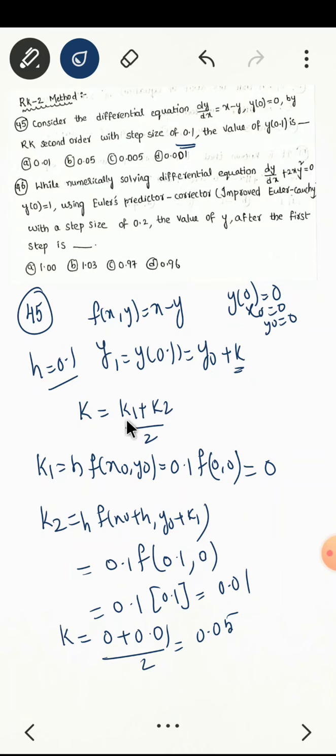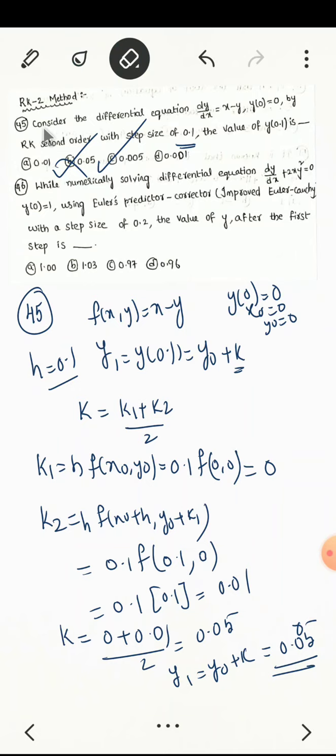After finding k, substitute in this equation. y1 is equal to y0 plus k. y0 is 0 and k is 0.005. So the value is 0.005. Which option? Okay, yes, 0.005. Option C is correct actually.